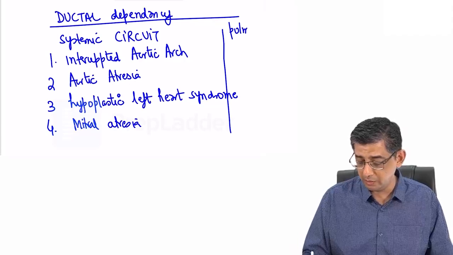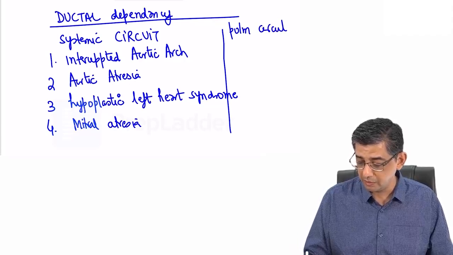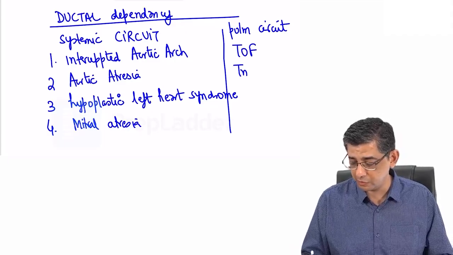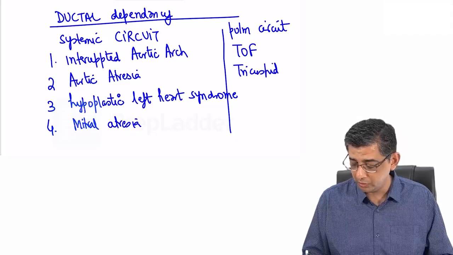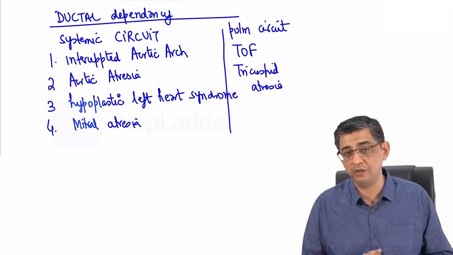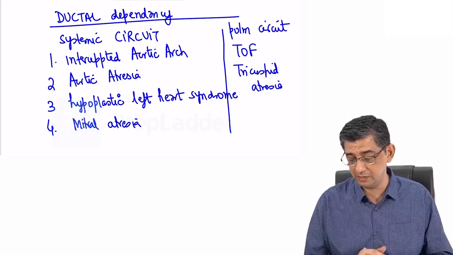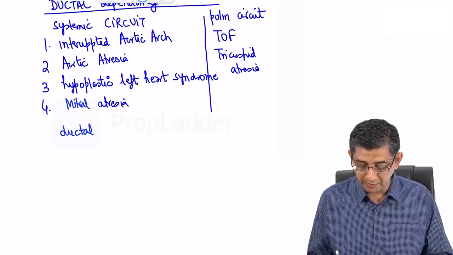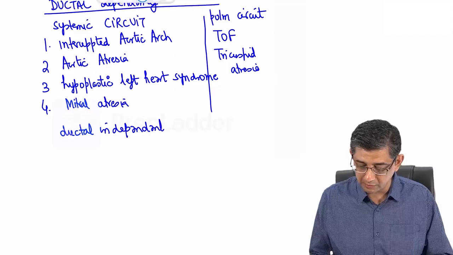In contrast, ductal dependency for pulmonary circuit was discussed with respect to tetralogy of Fallot and then tricuspid atresia. I hope you recall in tricuspid atresia it was a single S1 and a single S2, whereas in tetralogy of Fallot it will always be a single S2 present. Now he will use English and he will say ductal independent lesions. So this is I would say just playing around with English by the examiner.